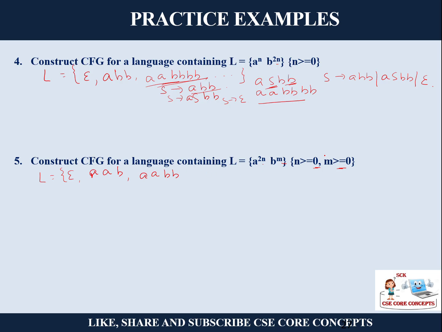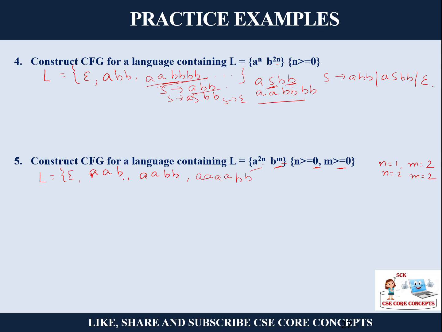Let's say your N is equal to 1, M is equal to 2. So you will have A, A, B, B. If you have N equal to 2, M equal to 2, so your language set will be what? A to the power 2 times 2, right? 4. 4 A's followed by 2 B's.